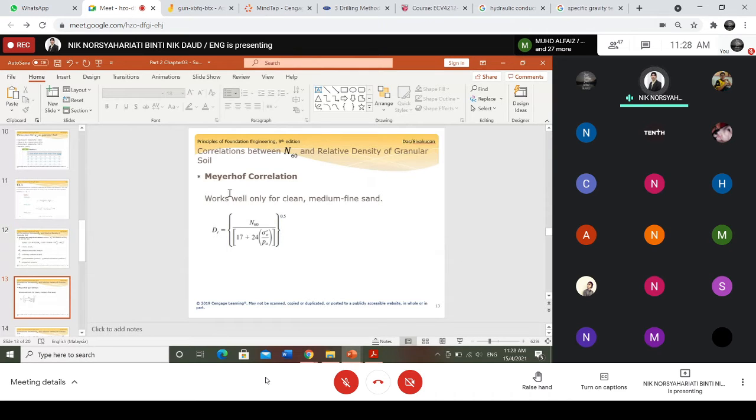Then we have the Meyerhof. Again, this person came up with a very simple equation here. But unfortunately, this one is only for clean and medium fine sand. So again, you need to be very careful if you want to refer to each of the reference equations to be used in your design.